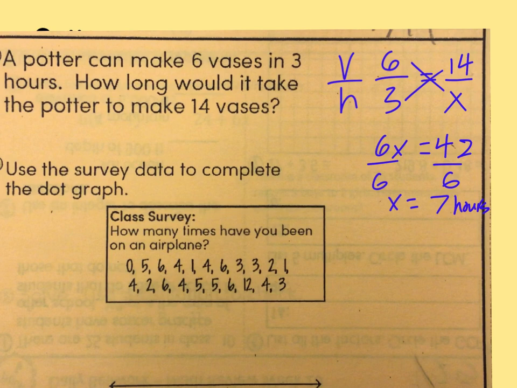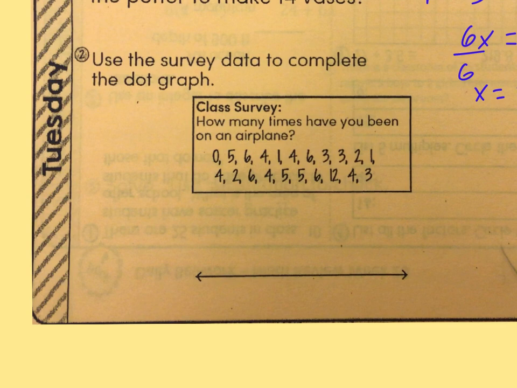All right, let's take a look at number 2. Number 2 says use the survey data to complete the dot plot. I'm going to do this really quickly. I want you to pause and see what you get, because I'm going to pause and fill in, and then we'll see what you get, because this is pretty time consuming.